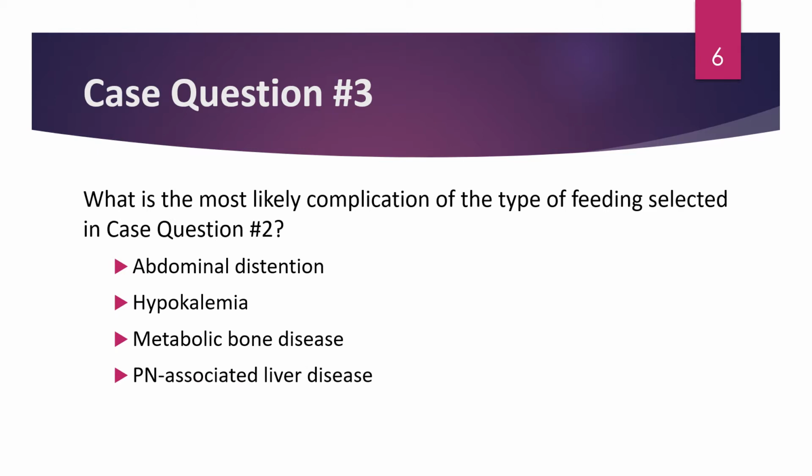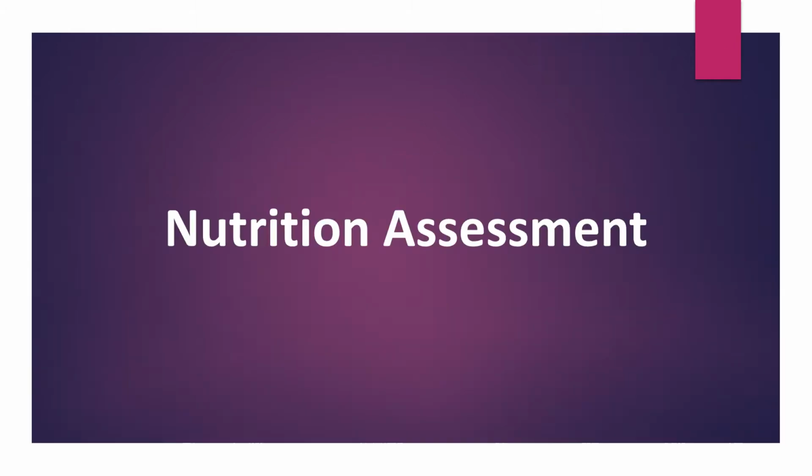And what is the most likely complication of the type of feeding selected in case question 2? Abdominal distension, hypokalemia, metabolic bone disease, or PN-associated liver disease, or PNALD. So after today's lecture, you should be able to answer each of these questions confidently.